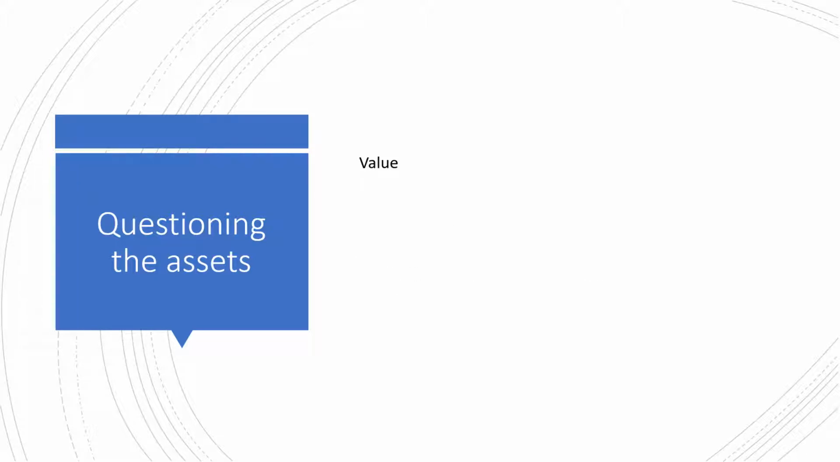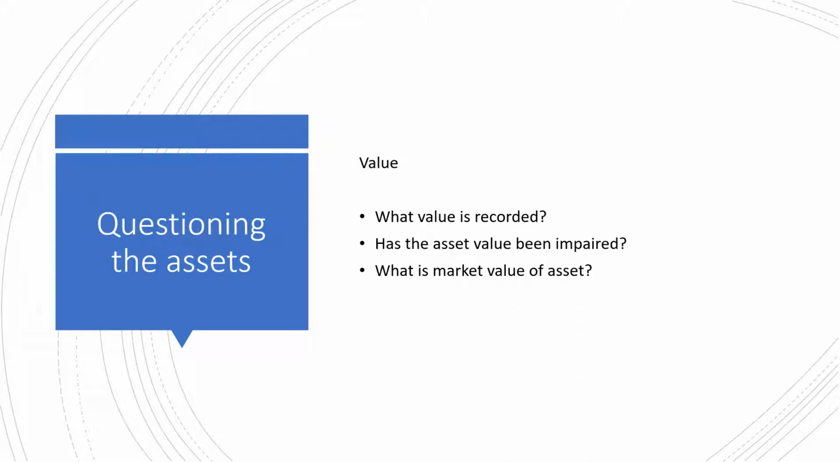When looking at the assets, you should also consider the value. What value is recorded on the balance sheet for a particular asset? Has the asset value been impaired? That means, is its market value less than what is recorded on the balance sheet? What is the market value of the asset if you wanted to sell it? Assets are not allowed to remain on the balance sheet overvalued. Therefore, they must be revalued. And if they have been revalued, was an independent valuation conducted?